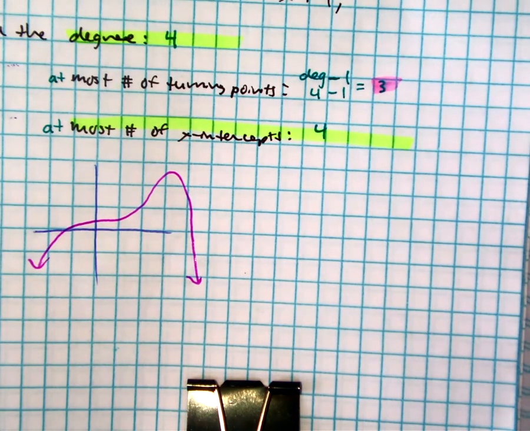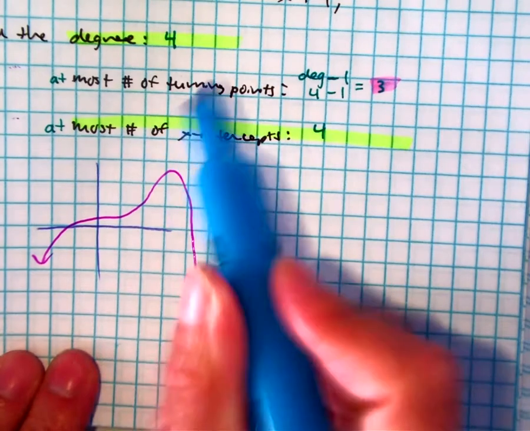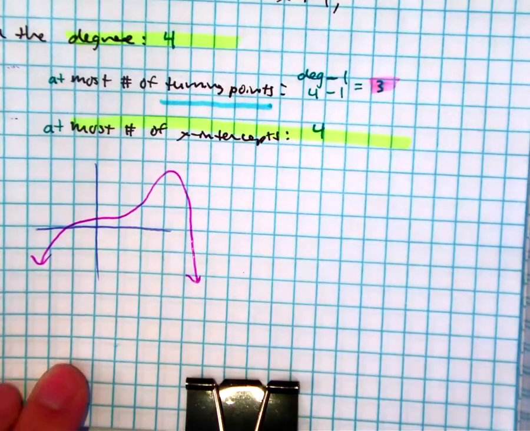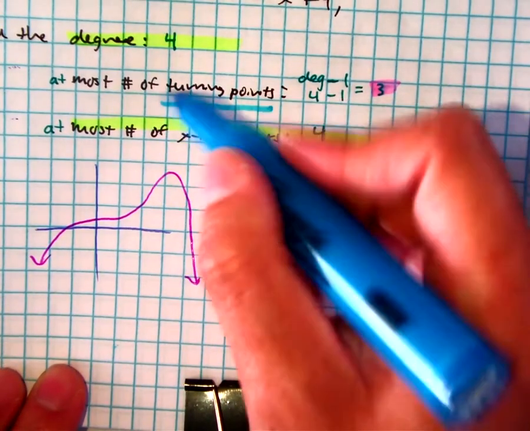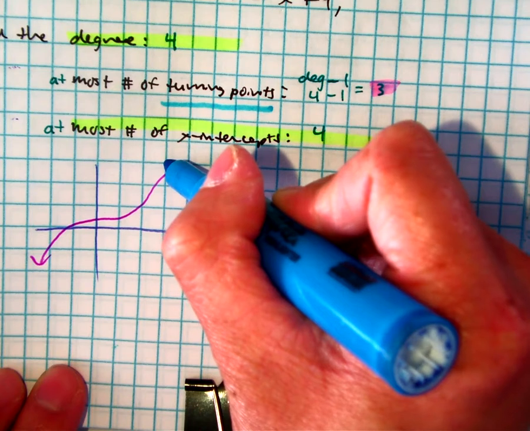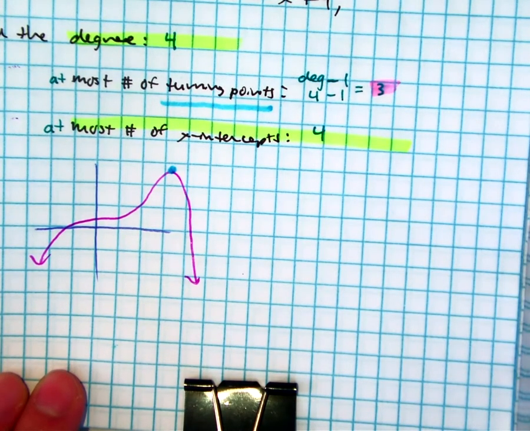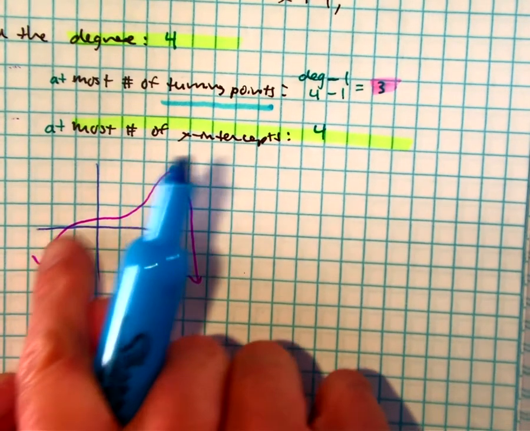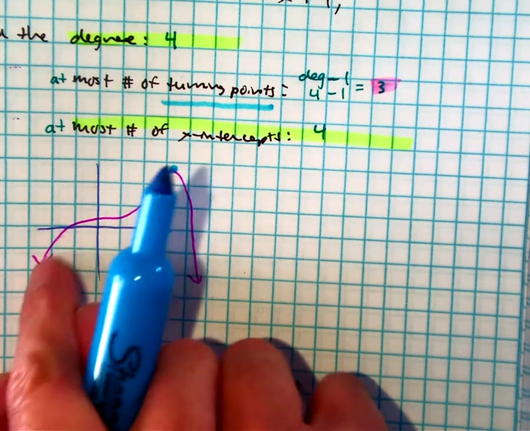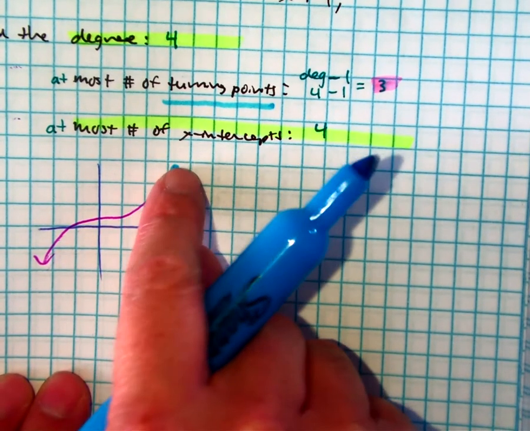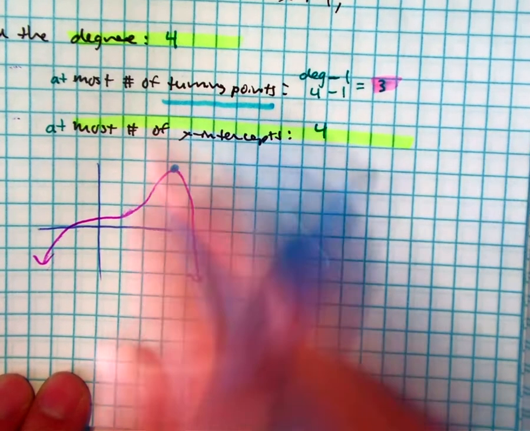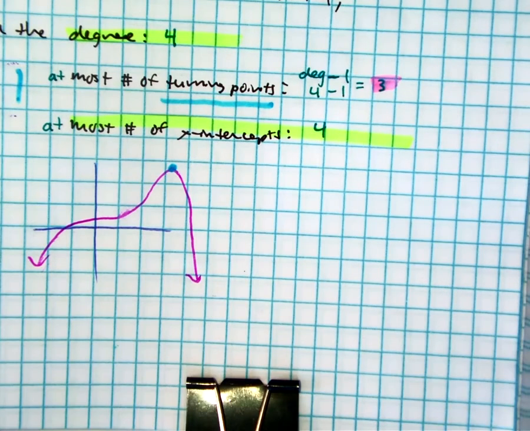Okay, so how many turning points do we have here? I think we only have 1. Do you guys see that? Now you might say, how about right there? Well, I think it's still increasing, and then the switch from increasing to decreasing, so I think we just have one turning point.